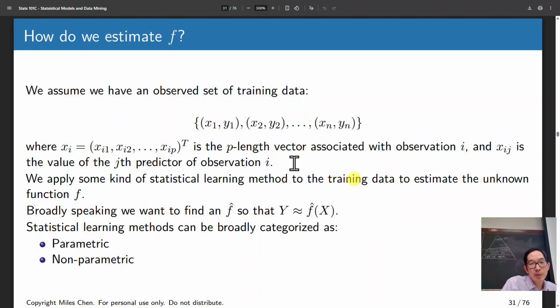All right, so how do we go about doing this? Basically, we have our training data, our inputs. So even though it looks like just an x1, this is not one number. This is a vector of input values for observation 1. And this is the output of observation 1, y1, right? So we have n observations, their input vectors x, and then the predicted value y. And we apply some kind of statistical learning method, machine learning method, or whatever to our training data to estimate this function, okay? Broadly speaking, we have parametric and non-parametric methods.